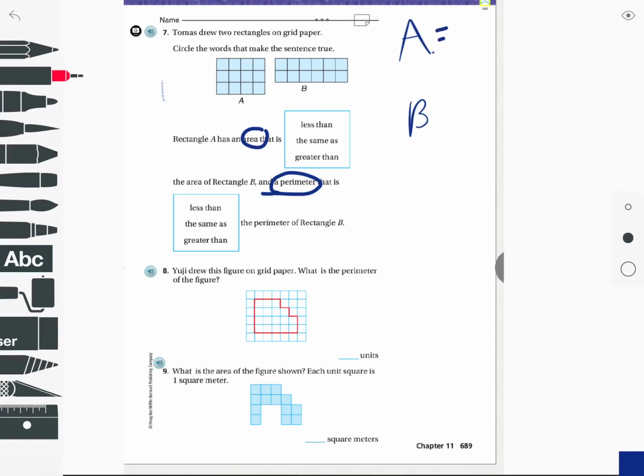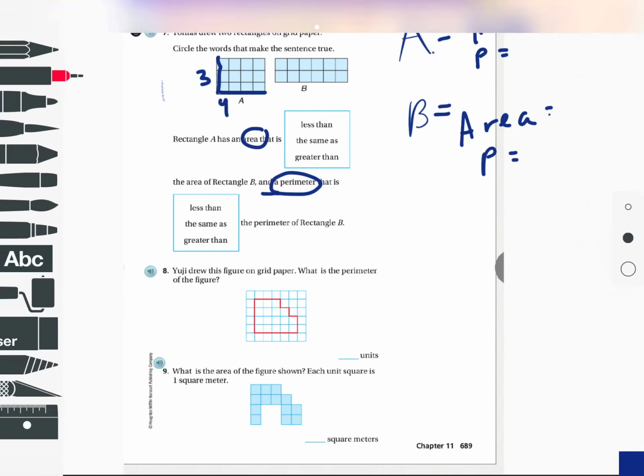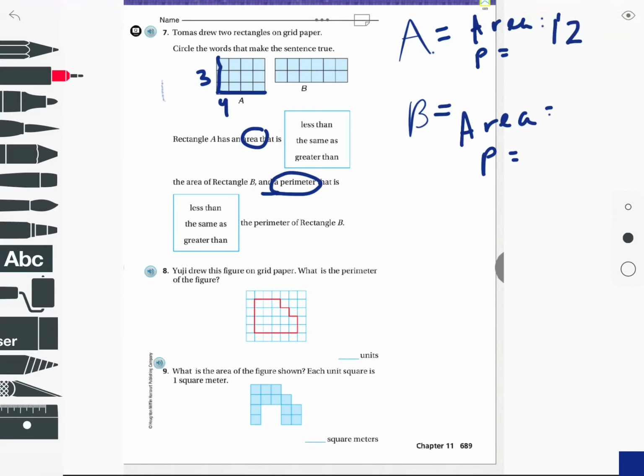So this is rectangle A and this is rectangle B. I need to find the area, and P is for perimeter. For rectangle B, I'm going to find the area, and then P is perimeter. So the area of rectangle A is 1, 2, 3. My one side is 3 units. 1, 2, 3, 4. The other side is 4. So I know 3 times 4 is 12. So I know that the area of rectangle A is 12 units.